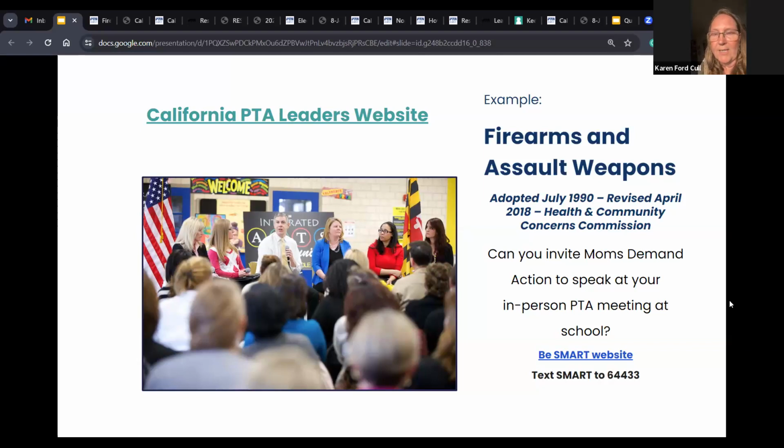It comes under parent education. You are advocating for children's safety, but you're not advocating for legislative change. If, for example, there was a ballot initiative and both PTA and Moms Demand Action were supporting that ballot initiative, that would be a different matter, because then we could invite them to come and talk about the initiative that we were supporting.